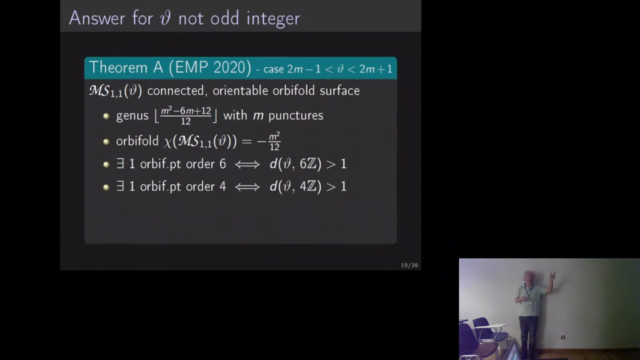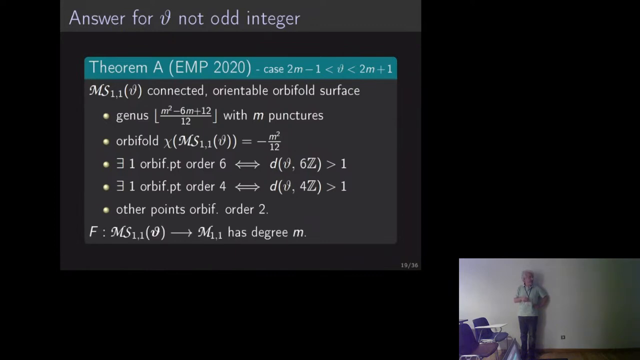We will see in the picture when this happens or when it doesn't. This is just codification. All the other points have orbifold order 2. And also, the forgetful map is proper of degree m. It is still an open problem whether, in general, for any genus, the forgetful map is finite. This is in general not known. But in the case of the torus, it is known.